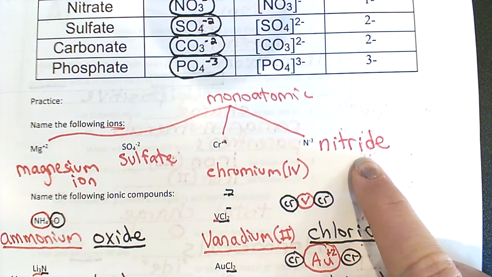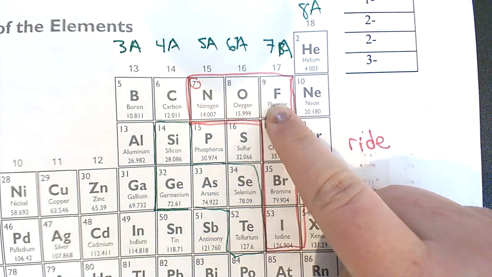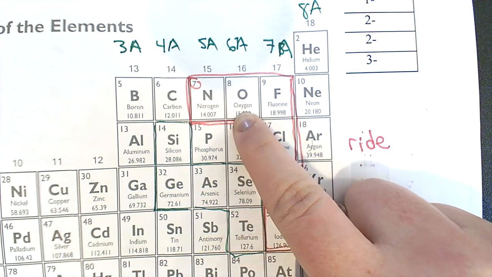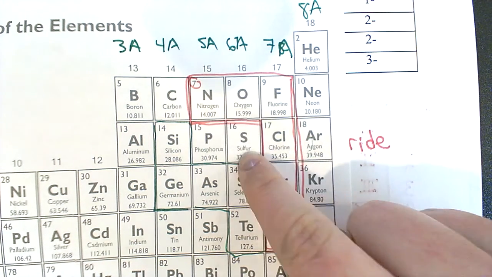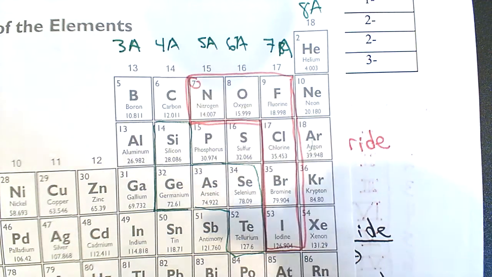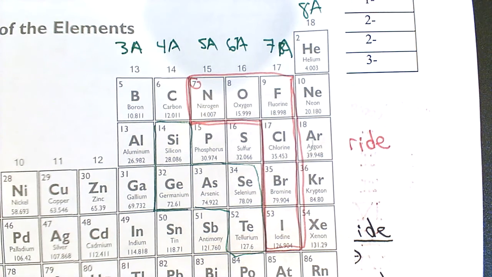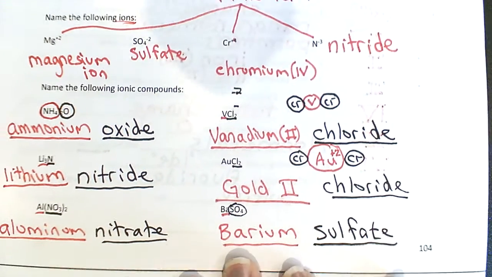If I have a negative ion of any of these in this corner here, it's not fluorine, it's fluoride. It's not oxygen, it's oxide. It's not nitrogen, it's nitride, phosphide, sulfide, chloride, bromide, iodide, selenide. We have that "ide" ending on those. And then we just put them together.